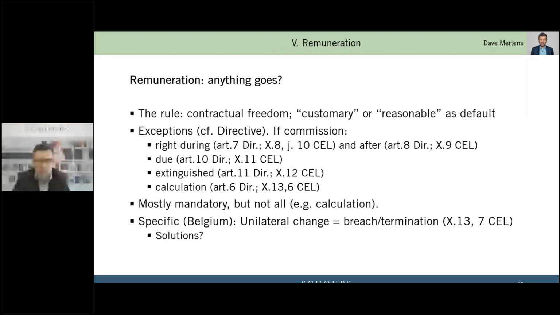Remuneration. Of course, most agents want to be remunerated. How? That's a lot of freedom there. So you're free to decide, to negotiate, how you will remunerate this commercial agent.